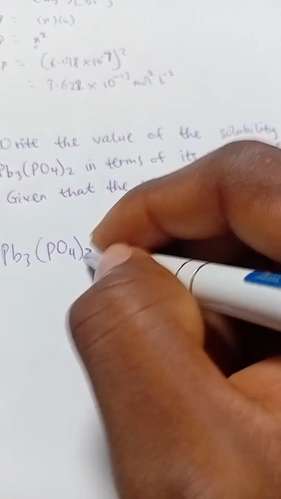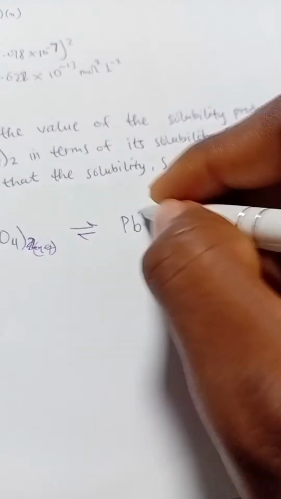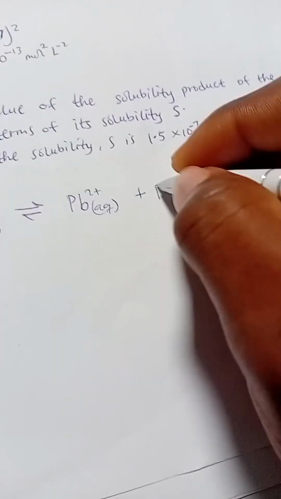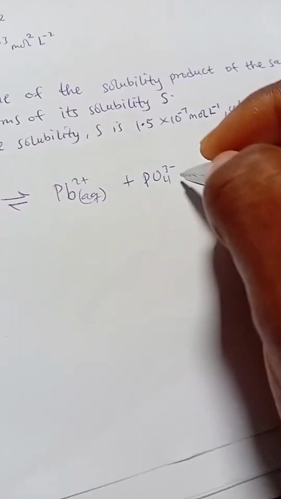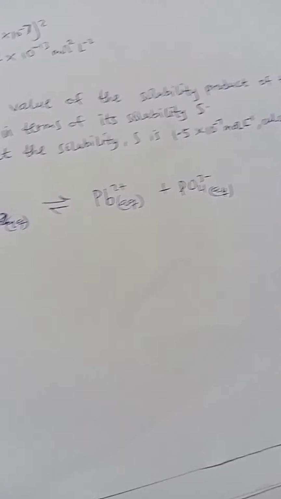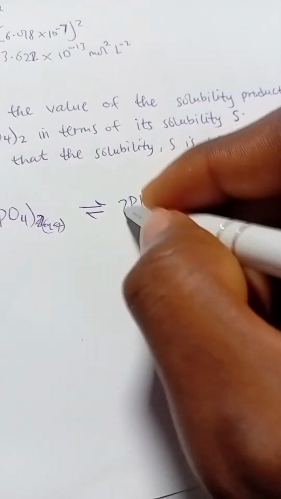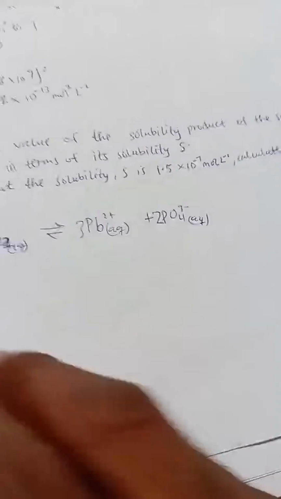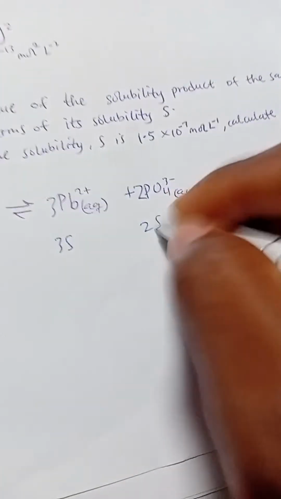So we prepare an aqueous solution of the salt. So this Pb2+ aqueous, this PO4 3 minus aqueous. Then we have to balance the equation. Lead came here 3 times, so this 3 and this is 2. The solubility was given as S, so the mole ratio is 1:3. So this will be 3S, this will be 2S.